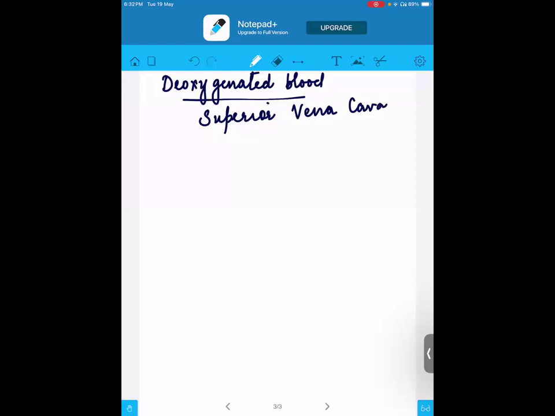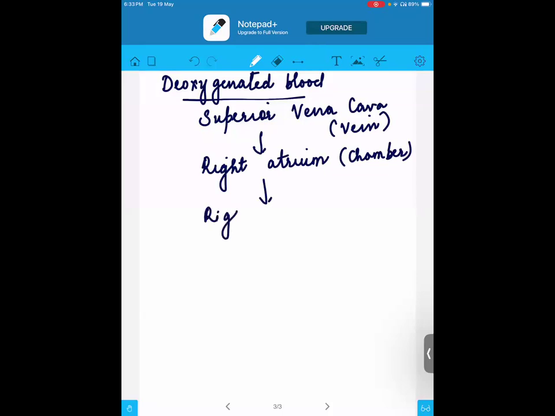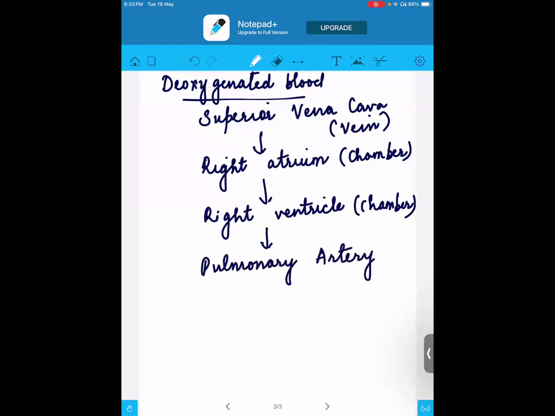So superior vena cava is basically a vein through which they will be entering. Now from the superior vena cava, they will be entering into the chamber which is called as right atrium. So right atrium is the chamber. Now once the right atrium is full of the blood, they go into the next chamber, which is called as the right ventricle. So right ventricle is again the chamber. Now, once the right ventricle is full of the blood, through the pulmonary artery, it goes into the lungs.